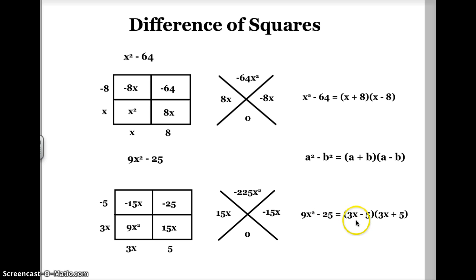And that's my first term in both of these as I write it as a product. The square root of 25 is just going to be 5, so I have 5 in both places. So if I look at this, this is really 3x minus 5 times 3x plus 5, where 3x is my a and 5 is my b.